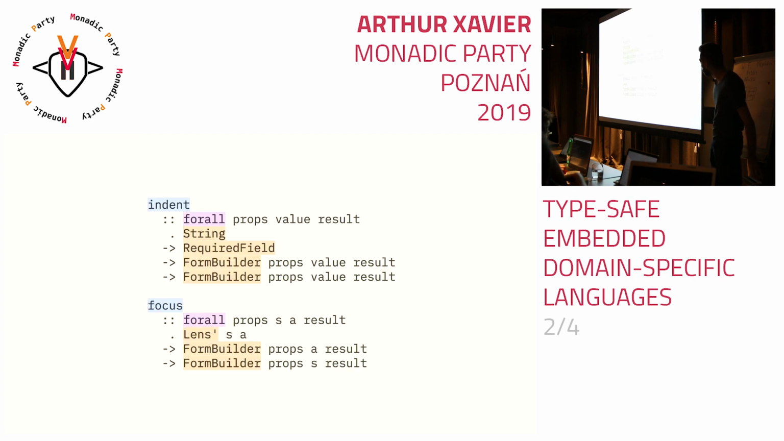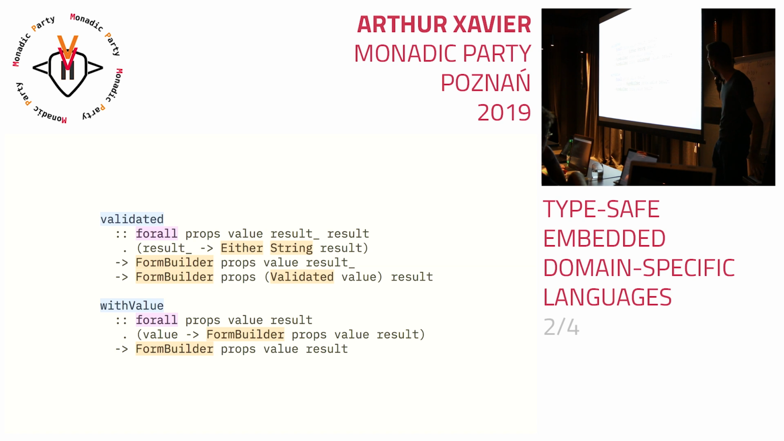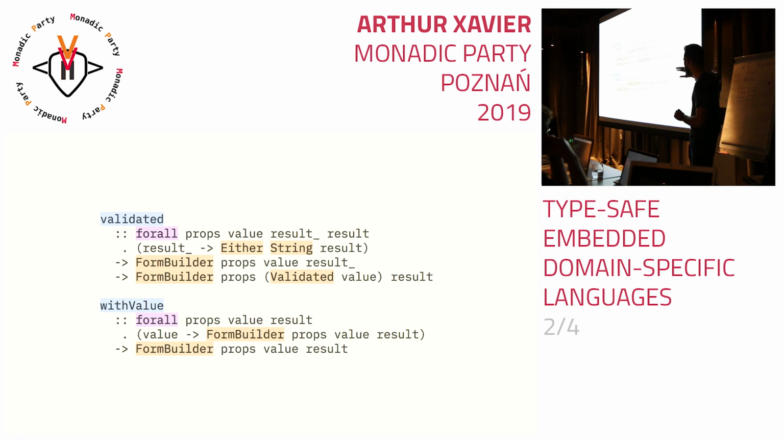We have a bunch of combinators too, like indent and focus, which you've seen. They basically take in a FormBuilder and produce another FormBuilder as a result. They're just means of combining things in our language and producing some more complex forms. We also have validated and withValue, which you've seen, which are some more complex combinators that also change the type of the form structure we're editing and of the result type.